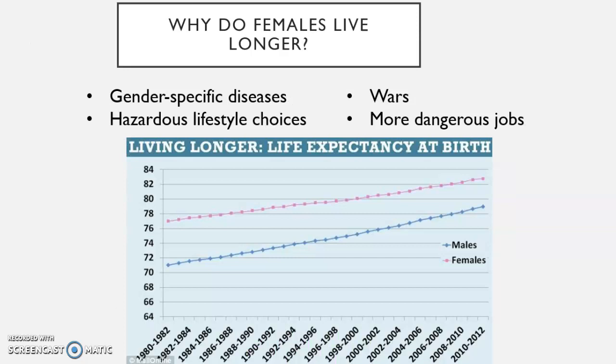Female life expectancy is another way to measure how populations are going to grow or decline, because the death rates are smaller. Women do live longer than men in general, and you can see that from 1980 to about 2012. These women have a longer lifespan across the globe.